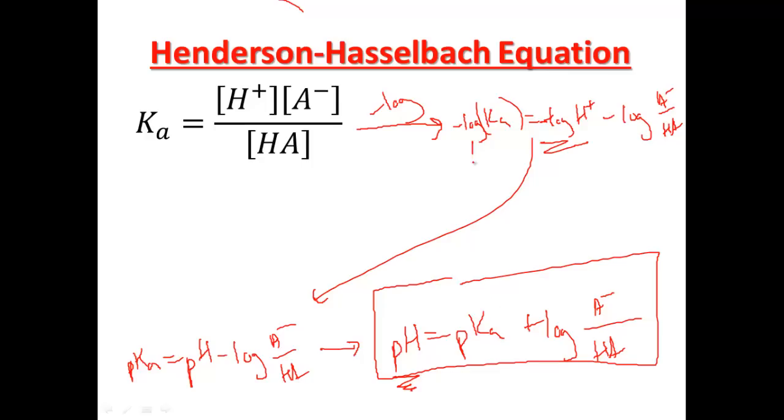Remember, negative log of something means P. So pKa means take the negative log of Ka. And this other part here is just the ratio of the conjugate base over the acid portion. So this is a really easy way to find the pH of a buffer.